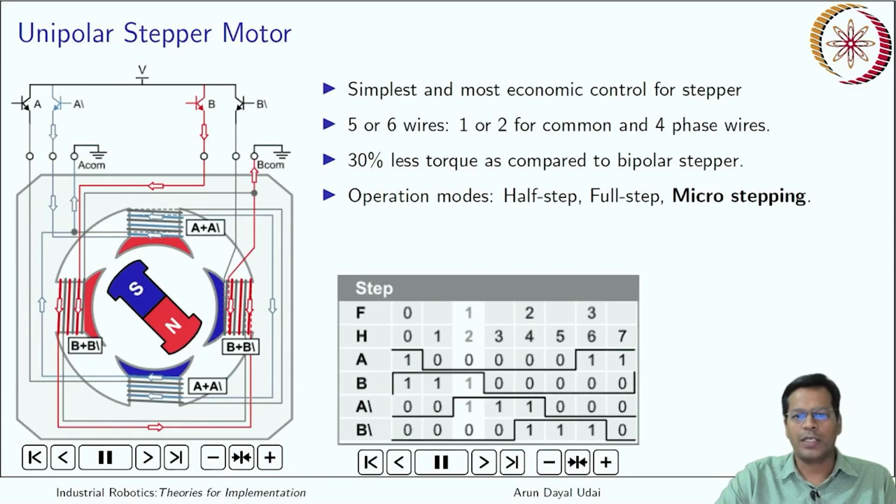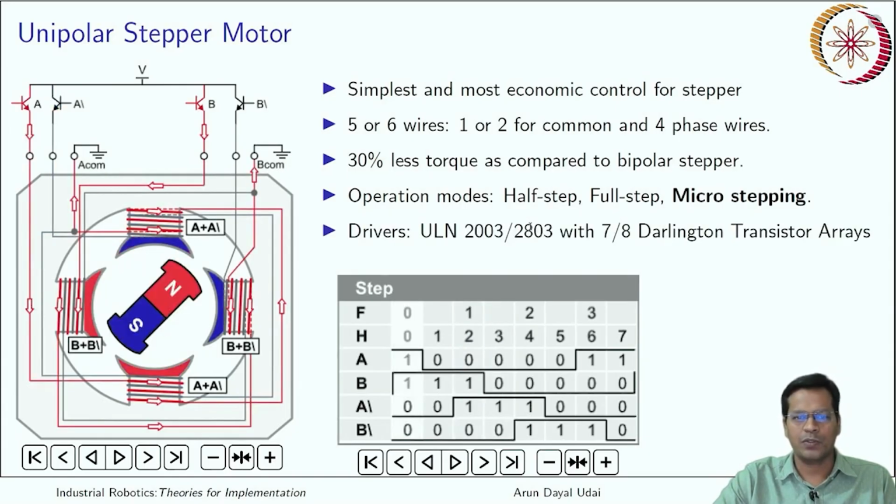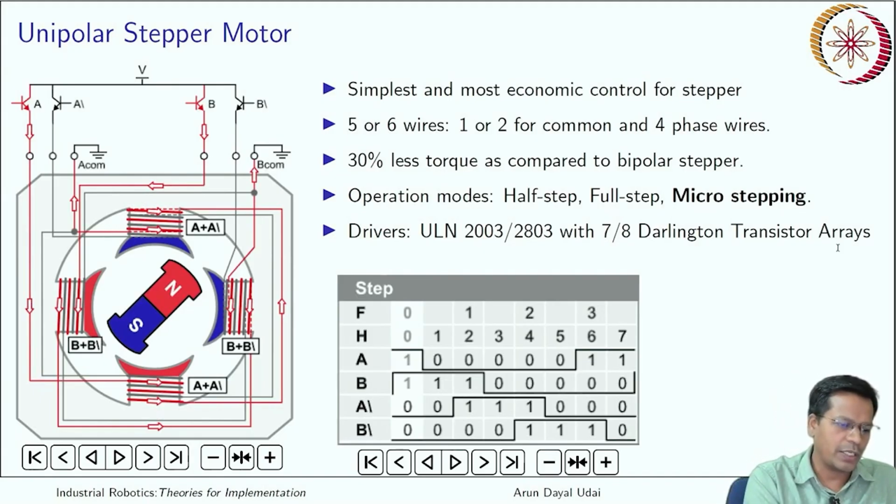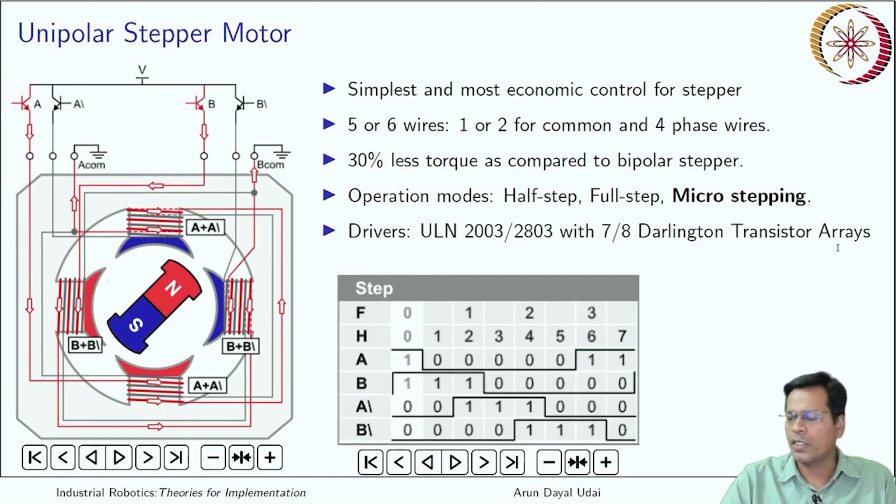Now let us see what other types of stepper motor there are. A commonly used driver is ULN 2003 or 2803 that uses 7 or 8 Darlington transistor arrays. I should again discuss this one, so let me come back to this whiteboard.